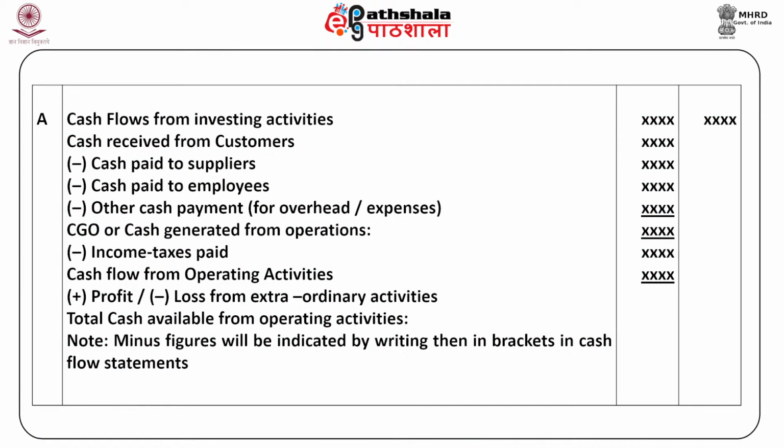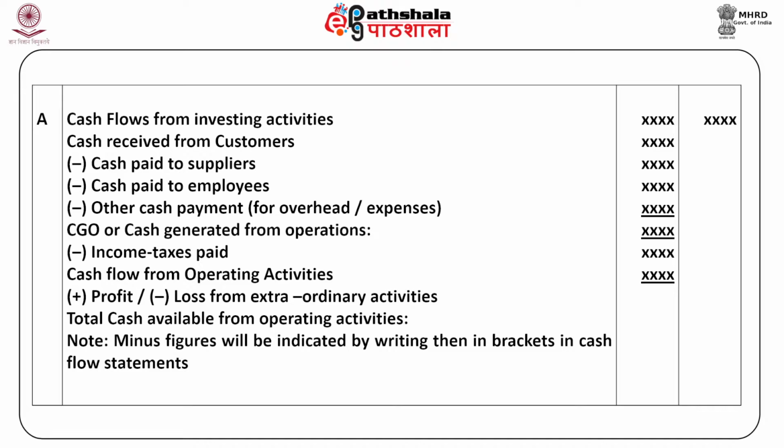Direct method of preparation of CFS for the year ending. Item A in the above cash flow statement will be replaced by the following, and the other items B and C will remain the same. A. Cash flows from operating activities. Cash receipts from customers. Deduct from this cash paid to suppliers, minus cash paid to employees, minus other cash payments for overhead and other expenses.